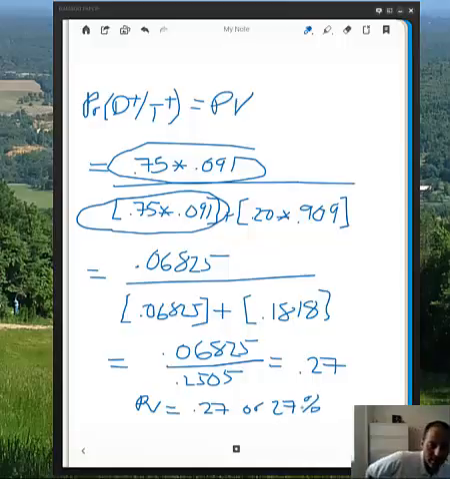So that just tells you that when one is positive for the test, 27% of the time they actually have the disease, which doesn't sound very good, but again, that has a lot to do with the prevalence of the disease. Okay. So this should help you out in calculating your problems.